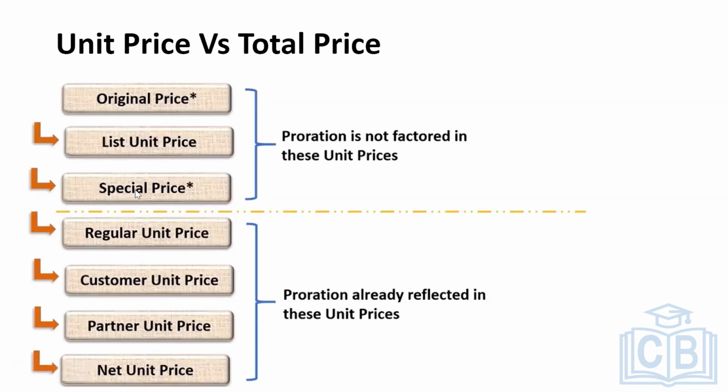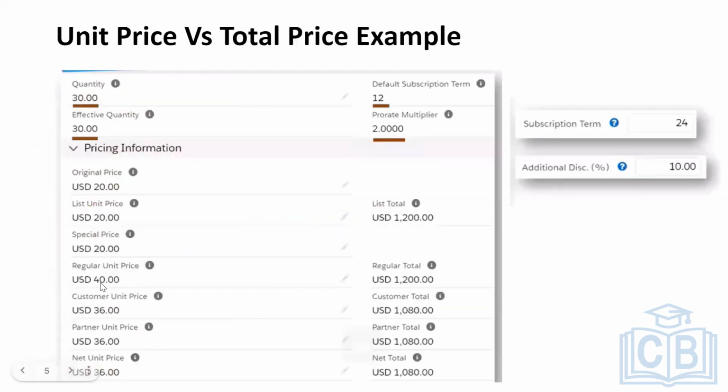Whereas these three prices above, the list unit price, special price, and original price, will not have the impact of the prorate multiplier. This is basically the difference between the unit price versus total price. So here, the regular unit price is coming as 40 because it has the impact of the prorate multiplier. It takes the special price 20 multiplied with the prorate multiplier, that is 2. So it becomes 40.